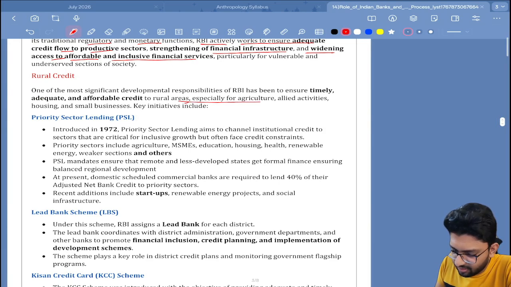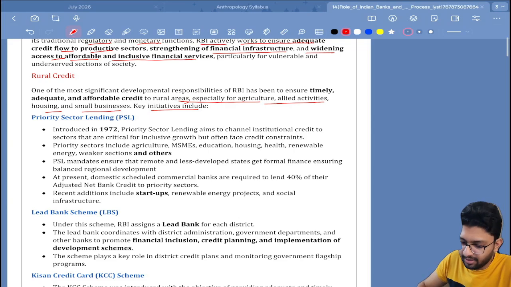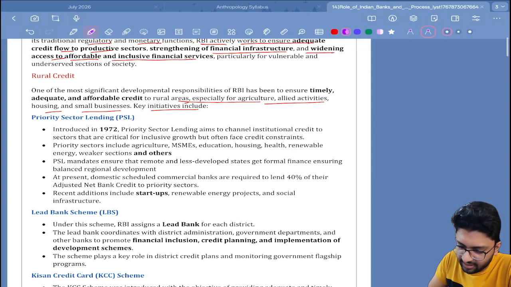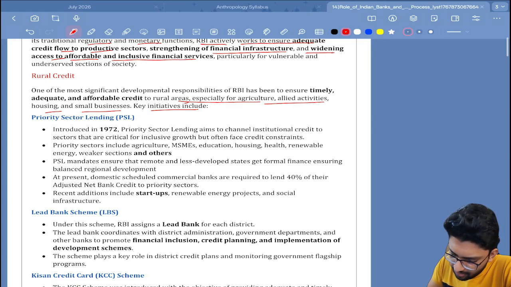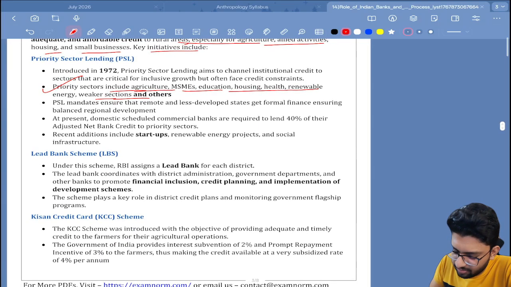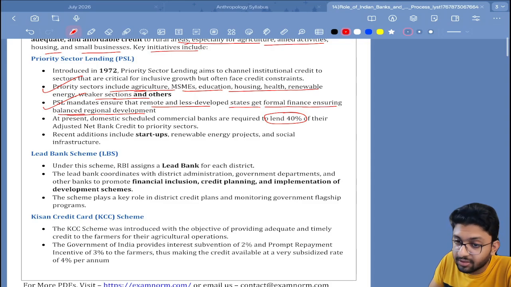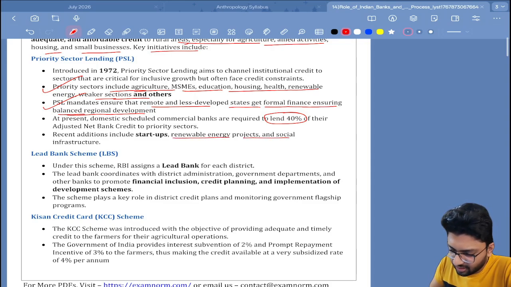Timely credit requirement for agriculture, allied activities, housing, and small business. Key initiatives include priority sector lending. I think we have studied priority sector lending previously, but then let us see. Priority sector lending includes agriculture, MSME, housing, education, health, renewable sectors, etc. PSL mandates ensure that remote and less developed states get formal finance, ensuring balanced regional development. At present, banks are required to lend at least 40%. Recent additions include startups, renewable energy projects, and social infrastructure.